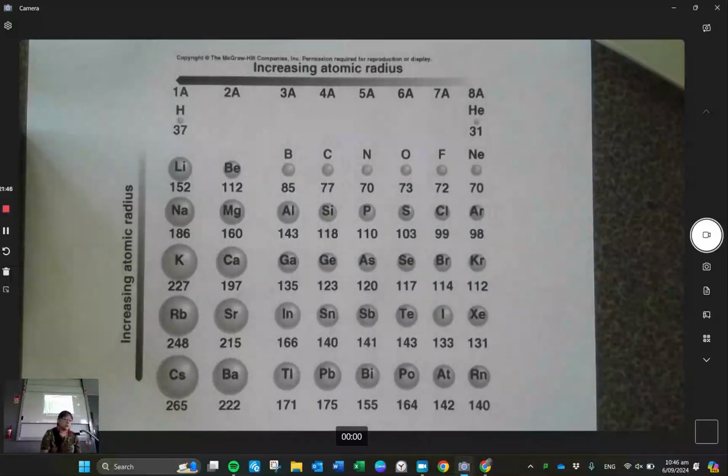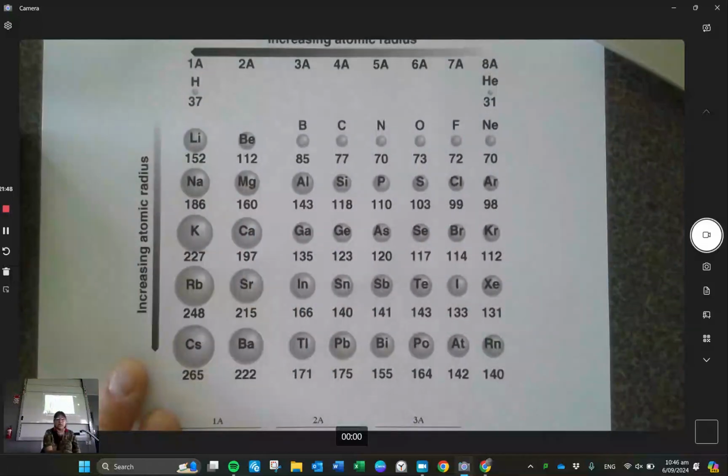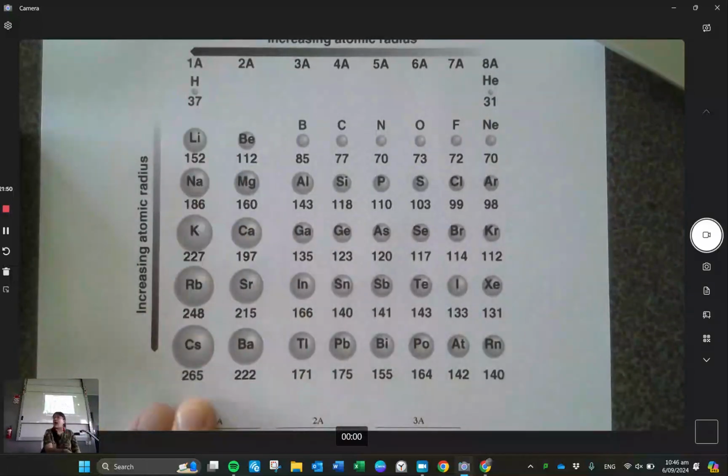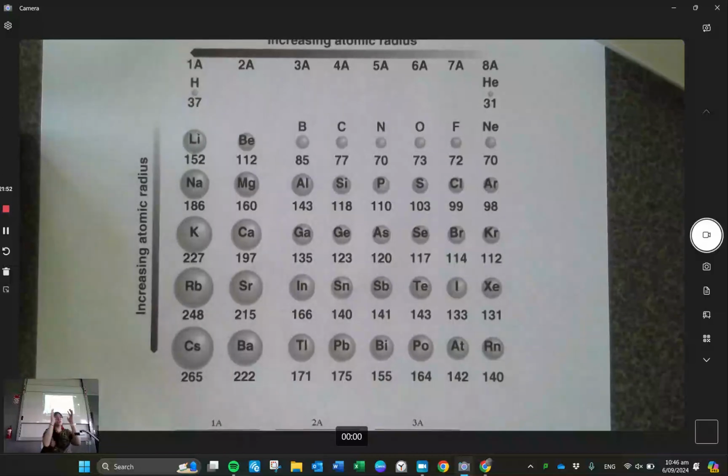So we see the same trends going down. As I go down the periodic table, I get bigger and bigger atoms because we're getting increased shells. So that is 2 reasons. First off, we have more shells. Second off, we have more shielding. So more shells, more shielding.